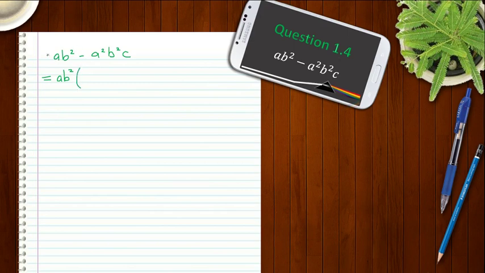Alright, so if I take out a b squared, the first term, everybody goes out, so you have a placeholder of 1. And then a, from a squared, we only take out one a, so one a is left. We took out all of the b's, and then we have a c left as well.